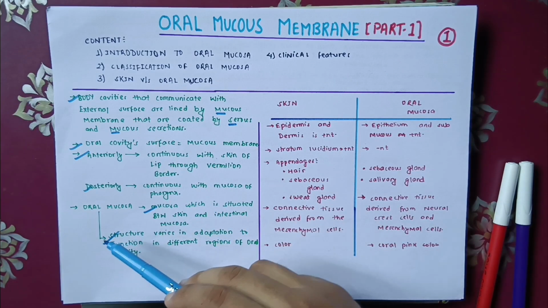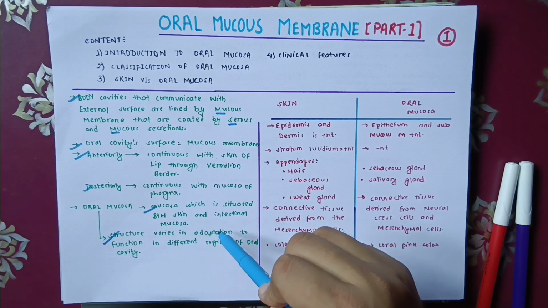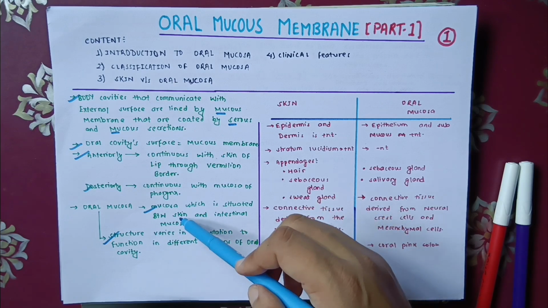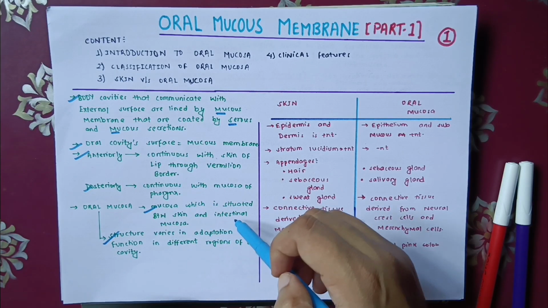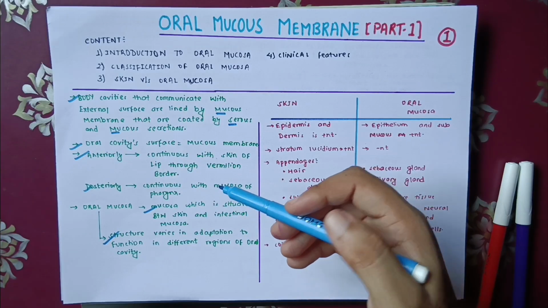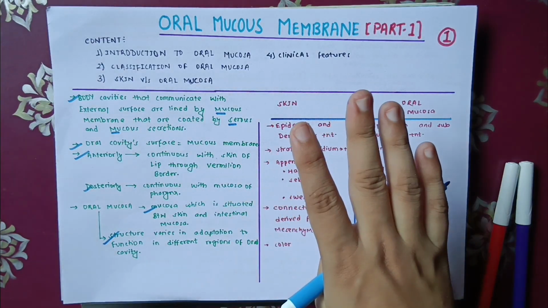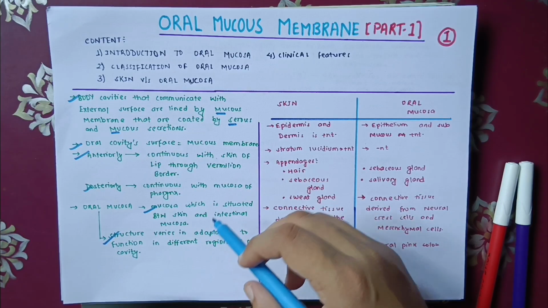And the oral mucosa is the mucosa which is situated between the skin and the intestinal mucosa. The same concept: skin means the skin of the lip, and the intestinal mucosa means the mucosa of the pharynx. It is the starting of the GI. The starting of the GI is the oral cavity itself, but intestinal mucosa here means the pharynx.